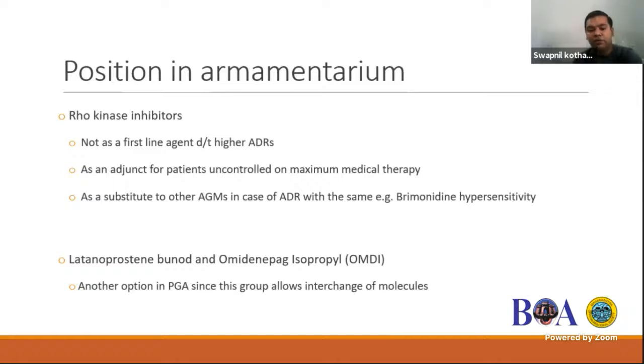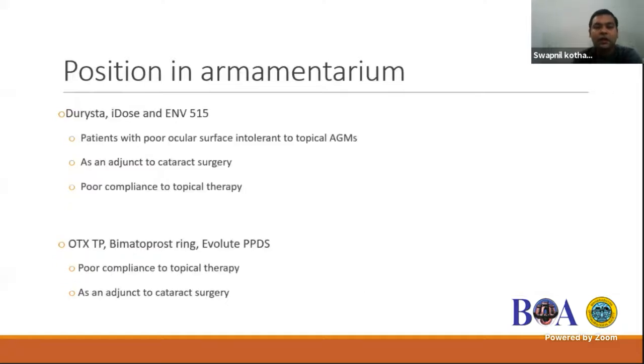Latanoprostene bunod and Omidenepag are basically other options for PGAs, and as we all know, PGAs allow us to change the drug within the group, expecting the other option in the same group to give some better result than what we are getting. We can replace latanoprost with latanoprostene, we can replace bimatoprost with travoprost, etc.